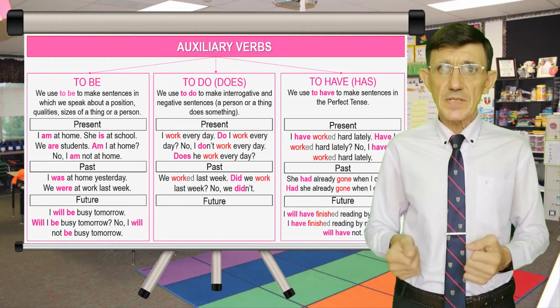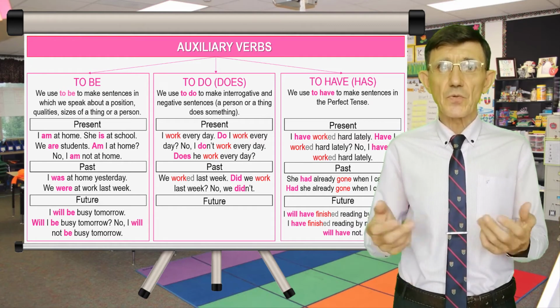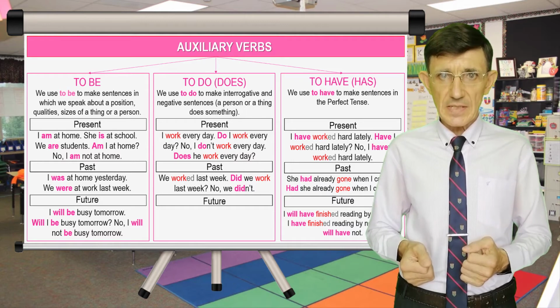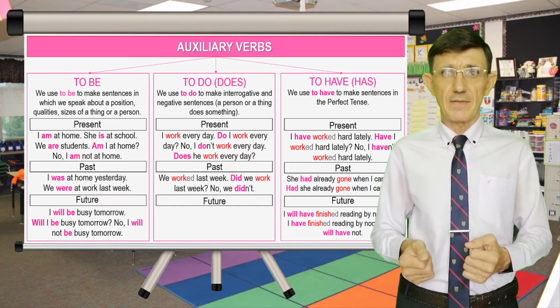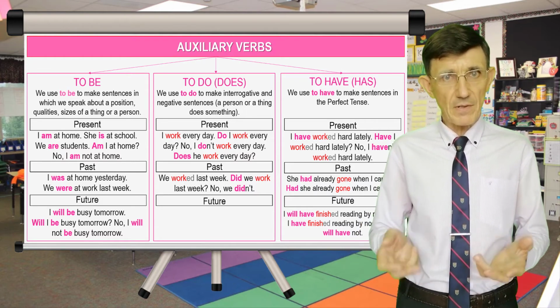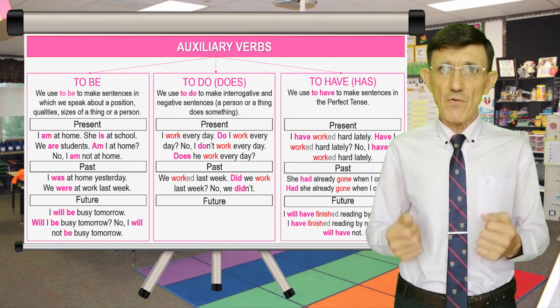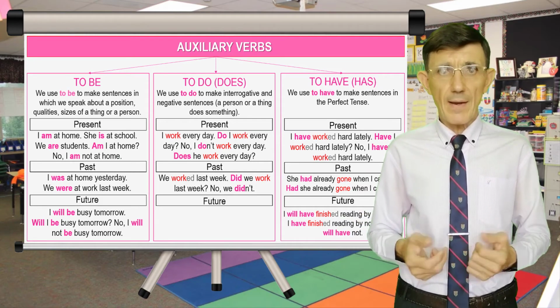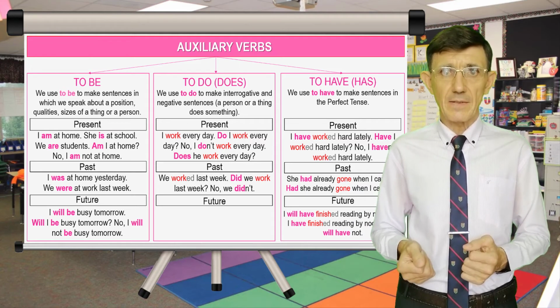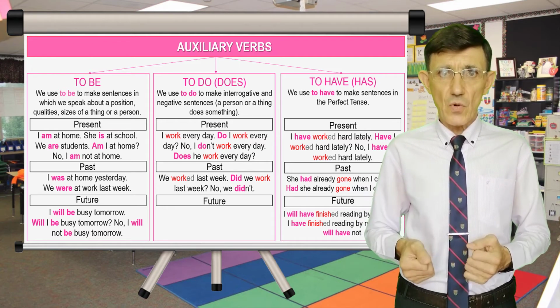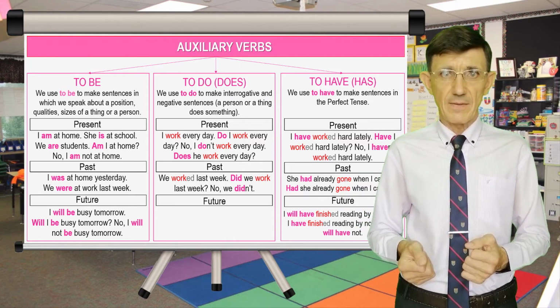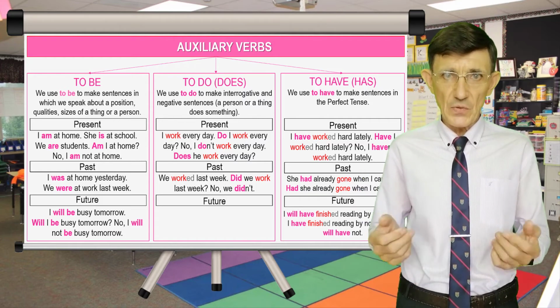We use the auxiliary verb to have to make sentences in perfect tenses and in passive voice. I have worked hard lately. Have I worked hard lately? No, I haven't worked hard lately. She had already gone when I came in. I will have finished reading by noon.